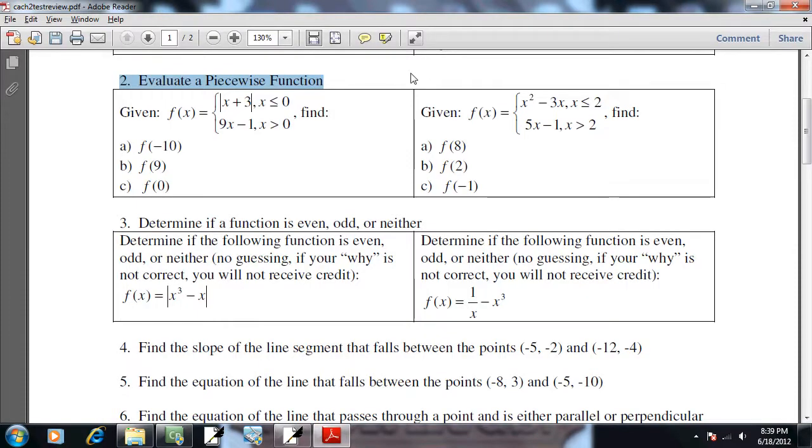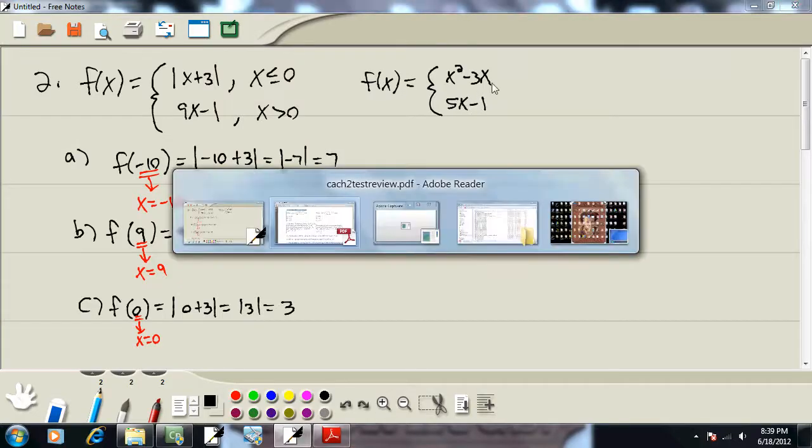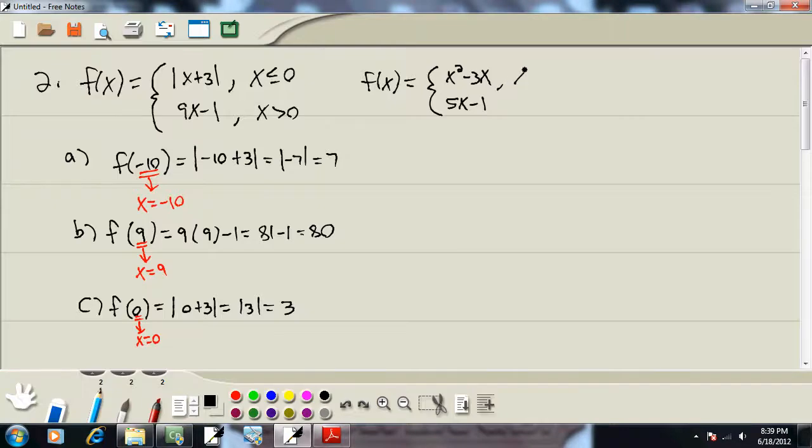Let's look at our other example. We've got x squared minus 3x and 5x minus 1. The first piece is when x is less than or equal to 2, and this one is when x is greater than 2.